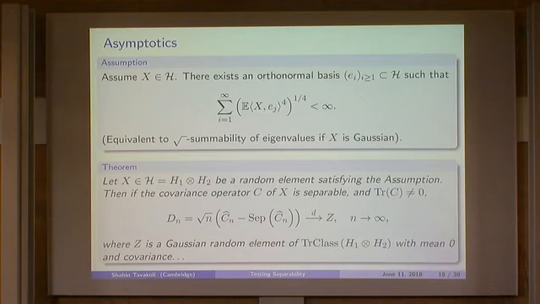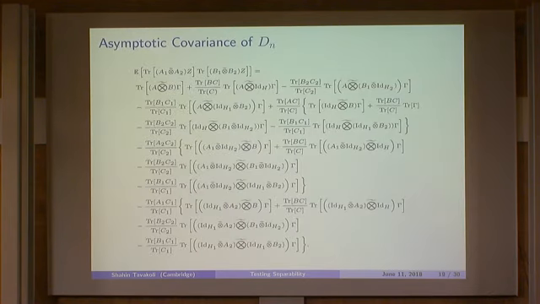So Dn is asymptotically Gaussian. It's a random element of the space of trace class operators on H1 tensor H2. And because the separable approximation of Cn is not linear in Cn, it has a very nasty covariance.